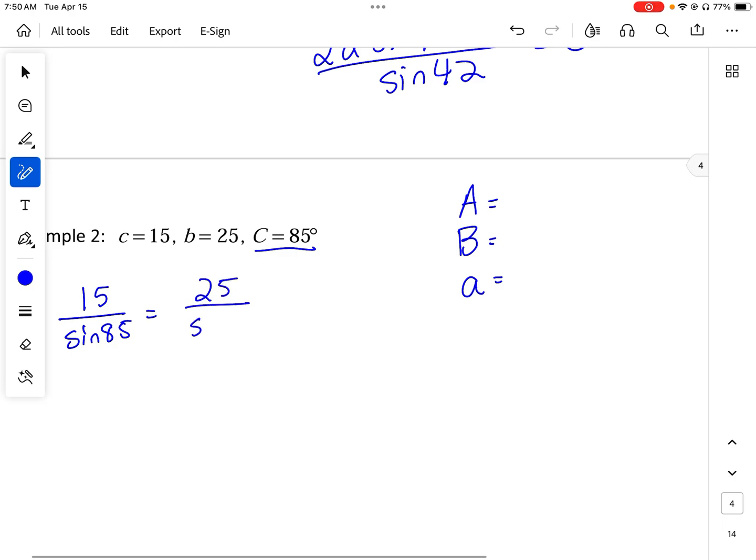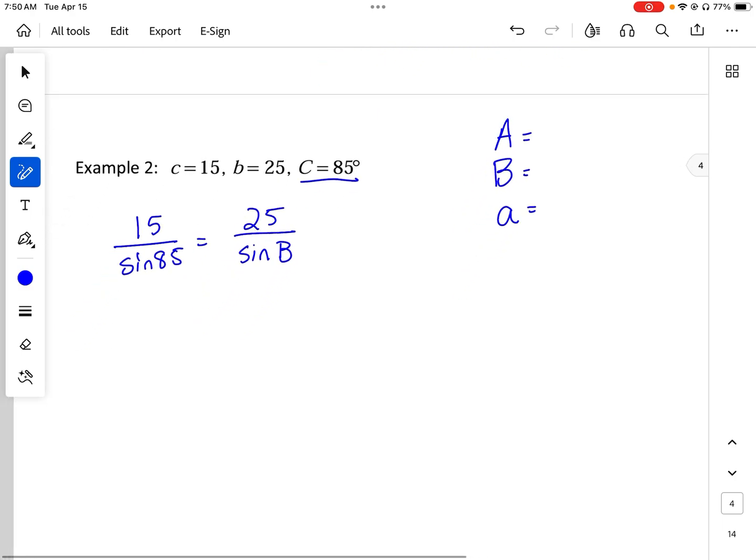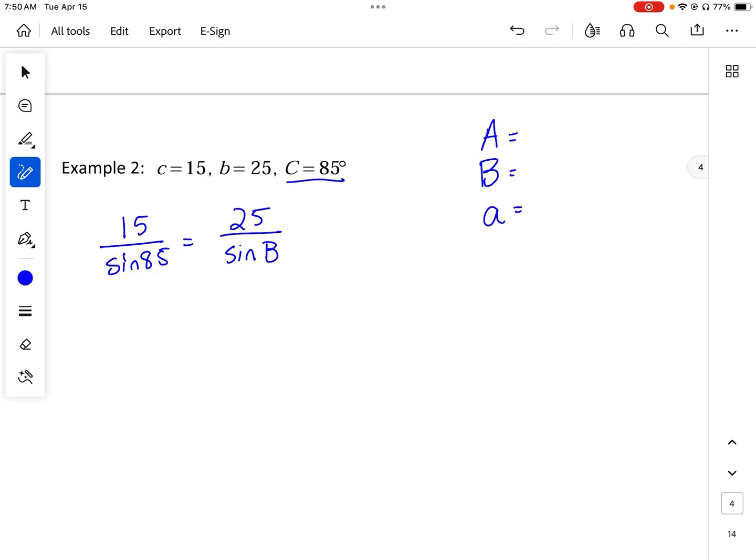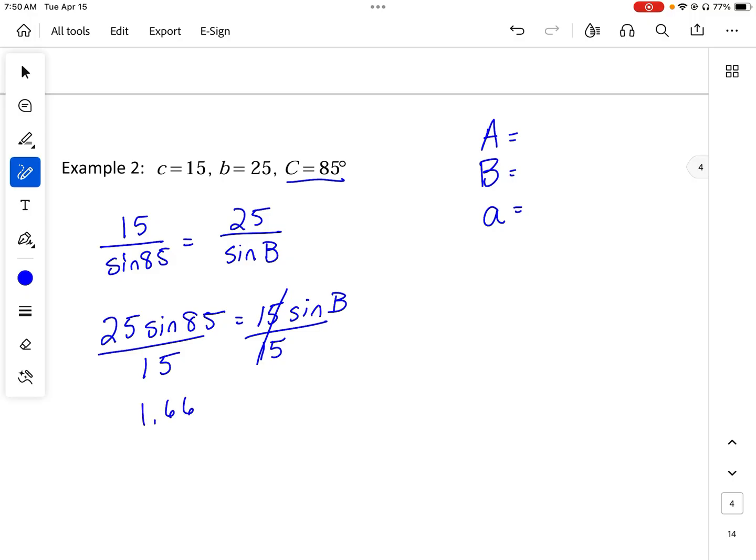All right, so we'll do C over sine C equals B over sine B. Okay, so we do the work. So it is 25 times sine 85 equals 15 times sine B, divided by 15. Okay, we end up with like 1.6, and so we have to do the inverse sine to find the angle.